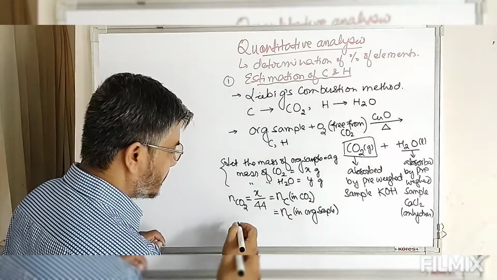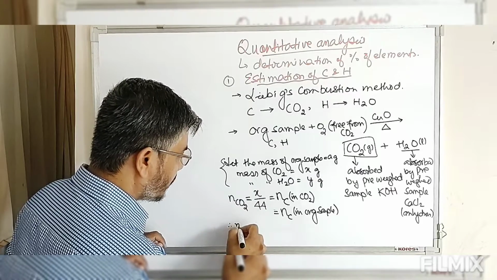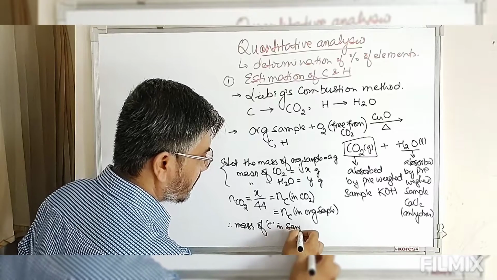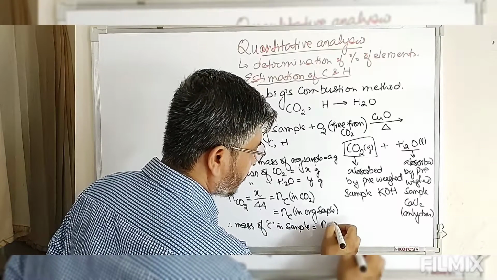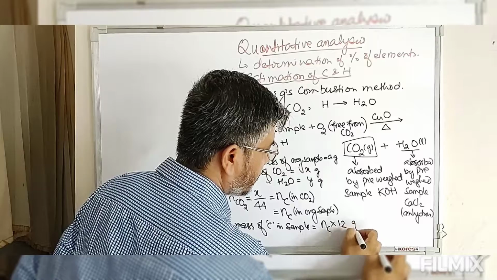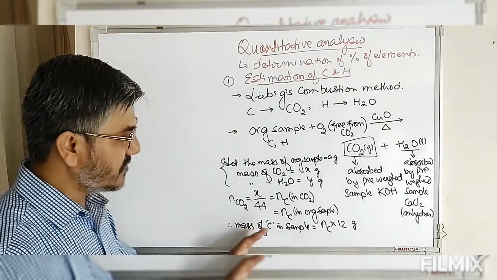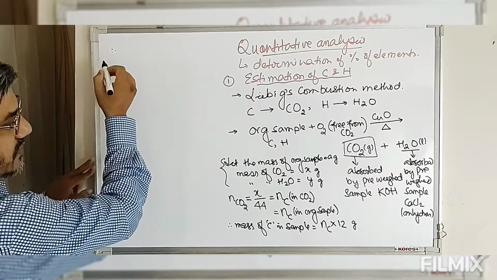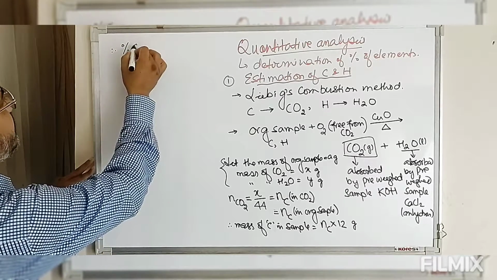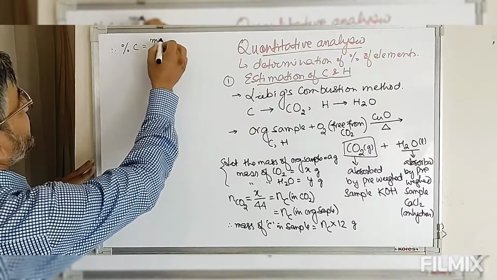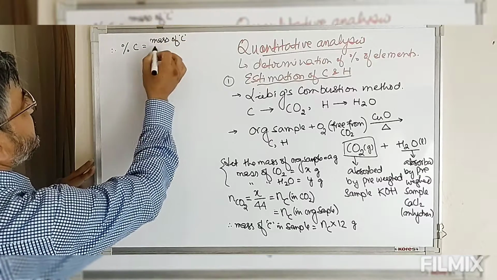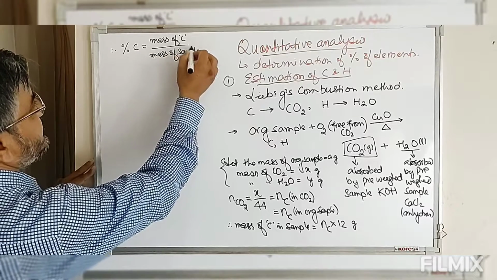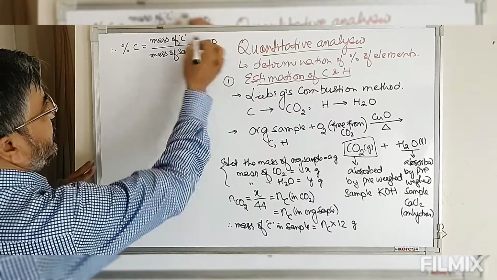If this is the number of moles of carbon, then the mass of carbon in the sample is equal to the number of moles of carbon times the atomic mass, that is 12 gram. So this is the mass of carbon present in the organic sample. Therefore, the percentage of carbon is equal to the mass of carbon divided by the mass of organic sample taken for this experiment, multiplied by 100.